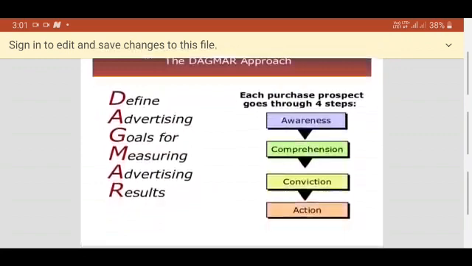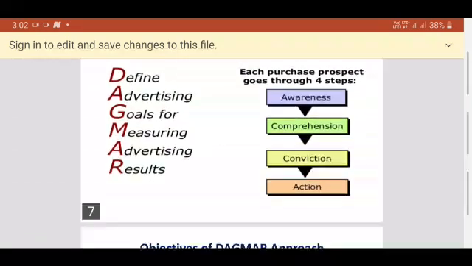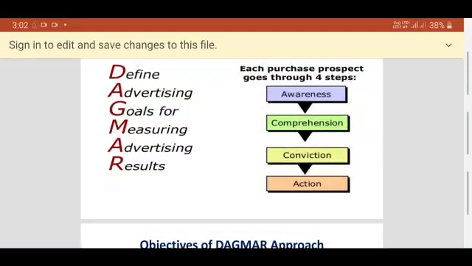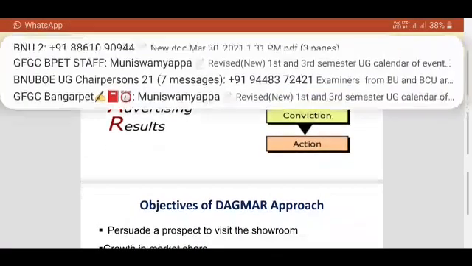Comprehension means the complete details about that product, and I should be knowing that. And conviction: regarding that conviction also, as a marketer, you should know, and even a customer should know. Then action. What is the action of that particular plan?